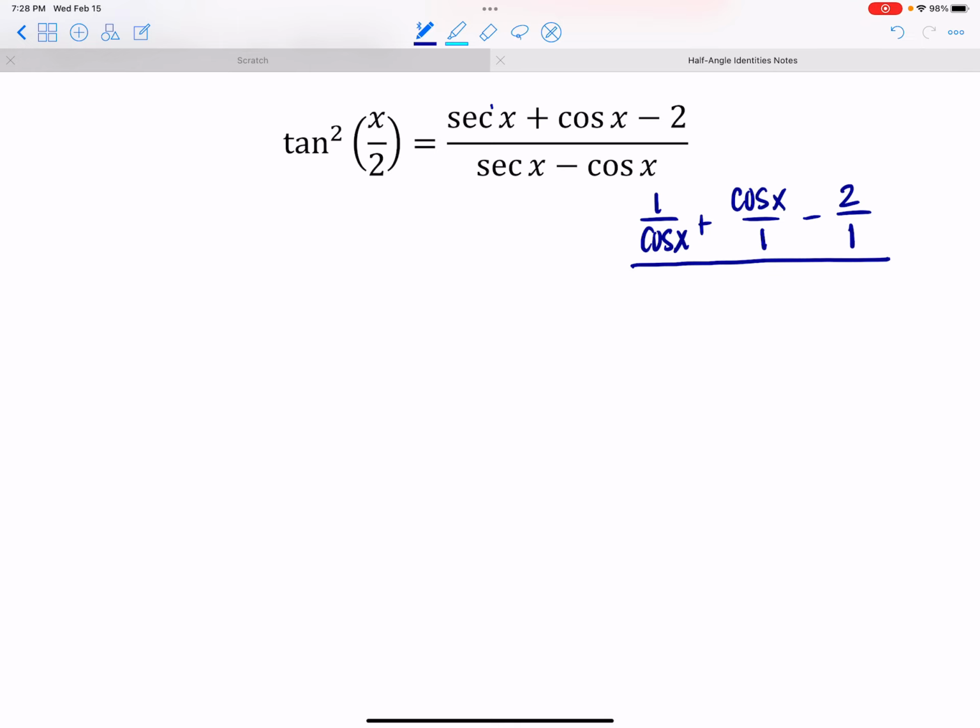On the bottom, I have another secant, so I have another 1 over cosine, and I have a cosine, which again I can call cosine over 1. So the goal here in this complex fraction would be to get common denominators. If I can get all of those denominators to look the same, then they're going to end up canceling out. So common denominator is going to be cosine.